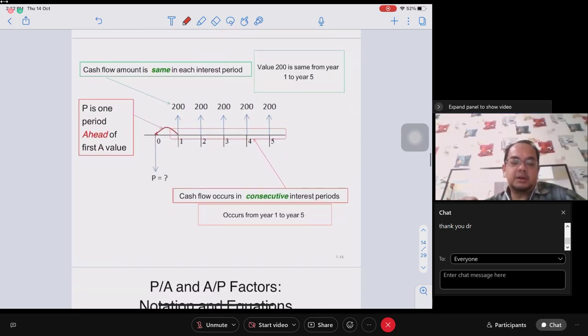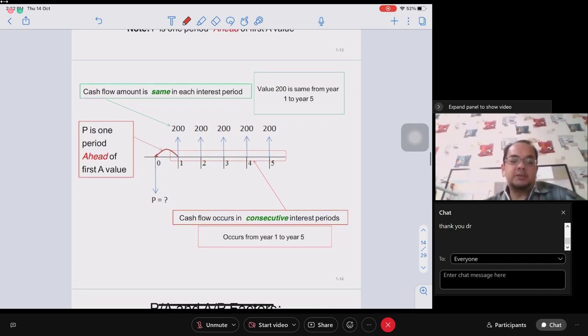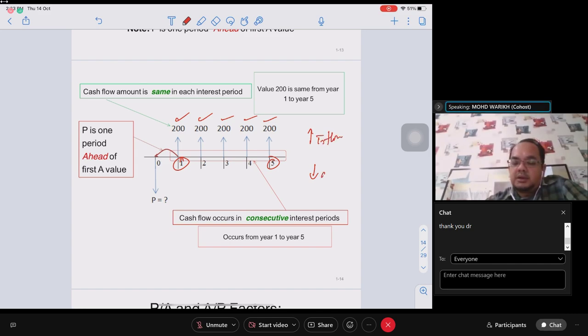In this example, the cash flow amount is the same in each interest period. Because it's annual, every year you have to pay or deposit 200 ringgit. From year 1 until year 5 is the same amount of money. Remember that if the arrow is up, it's a deposit, you get the money. If the arrow is down, it's a disbursement, that means the money is outflow. Remember that. Don't make a mistake.